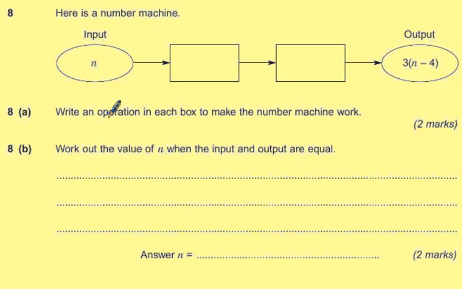Question number 8. Here is a number machine. Our input is n and our output is 3 times what's inside the brackets, which is n minus 4. Part A says write an operation in each box to make the number machine work.